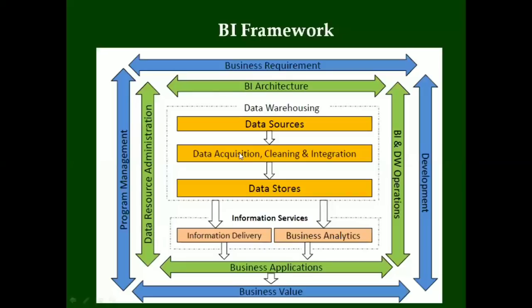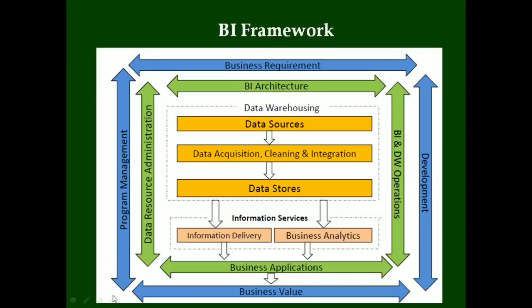And the third layer is the implementation layer for the business intelligence framework. The implementation layer has two parts: data warehousing and information services. Data warehousing is also divided into data warehouse, data source, data acquisition, cleaning and integration, and data stores. And information services will deliver you the information and business analytics. So let's discuss the BI framework in detail.